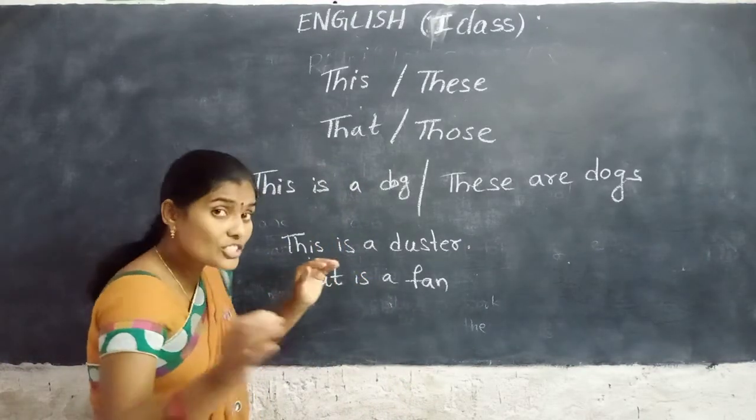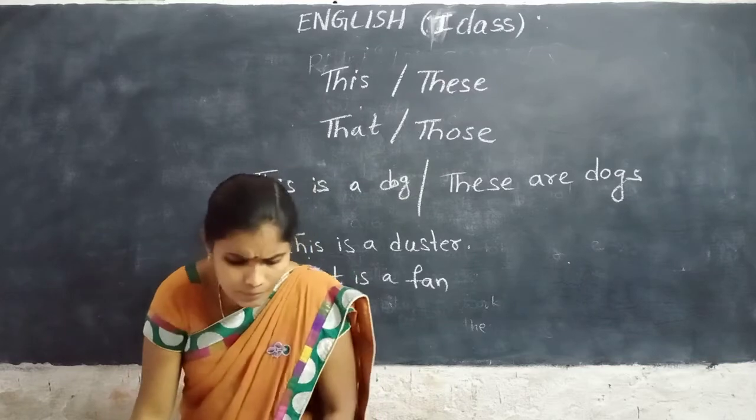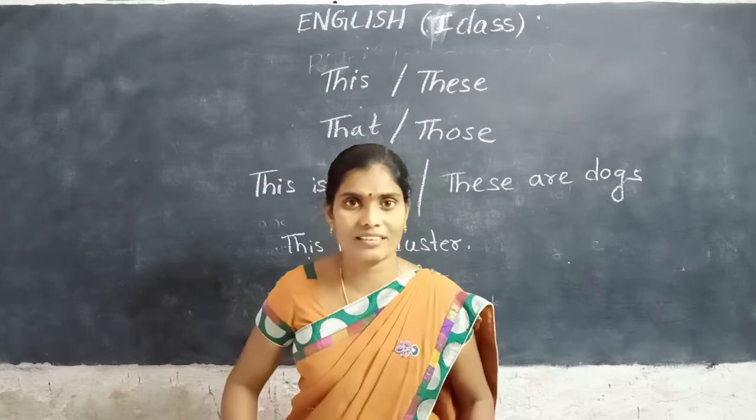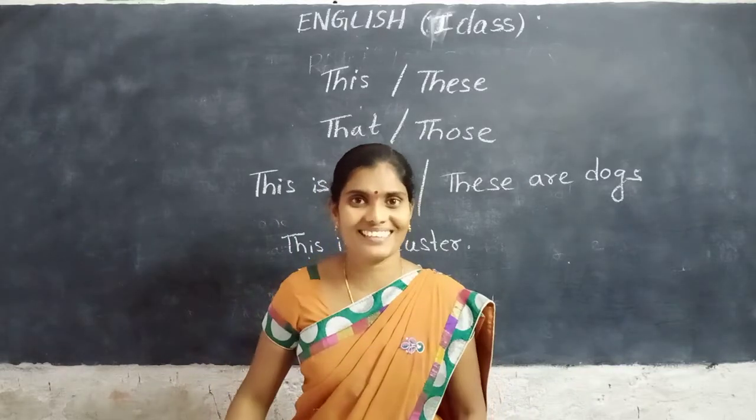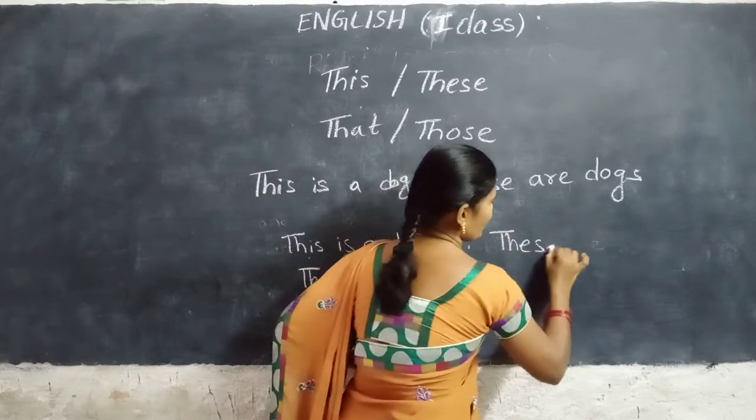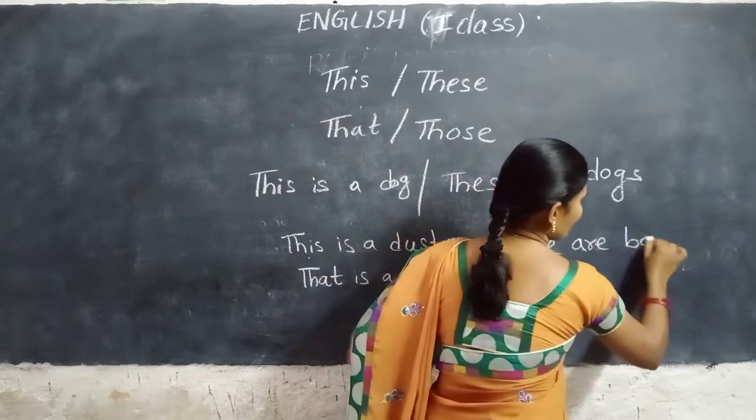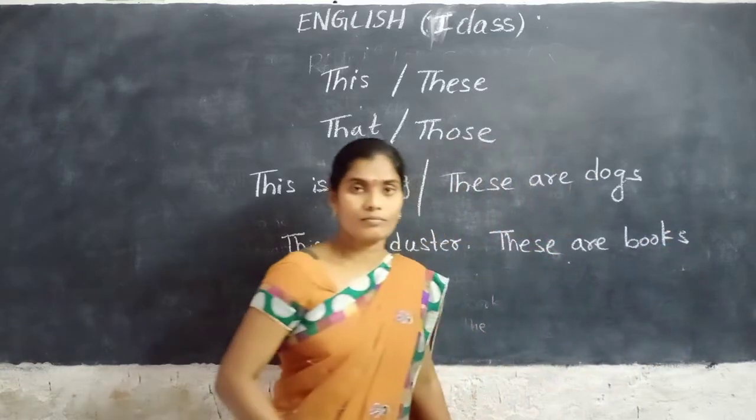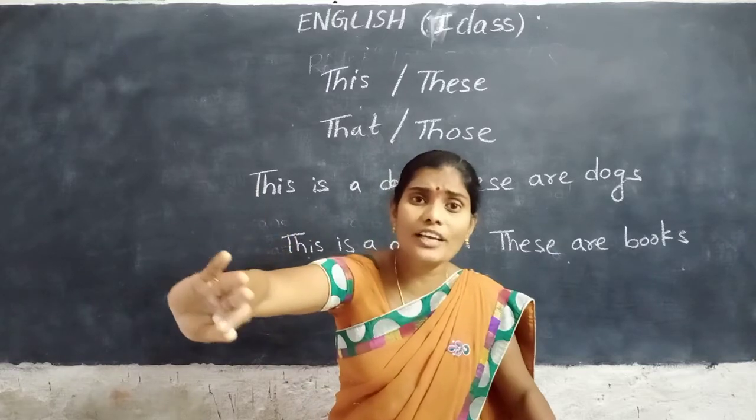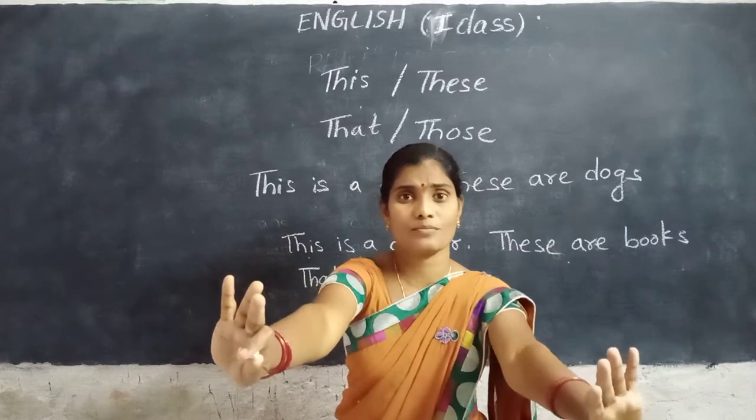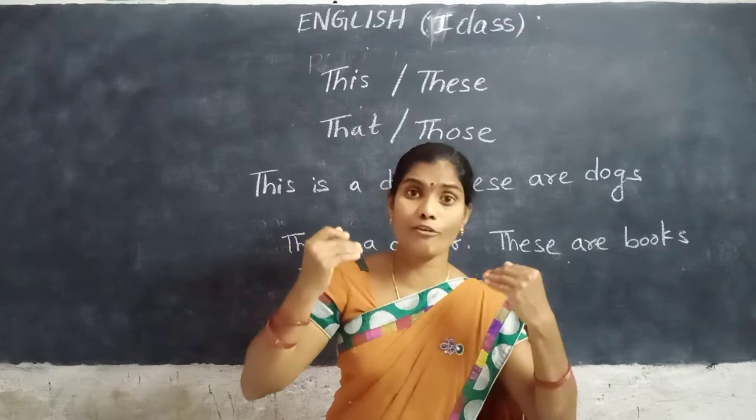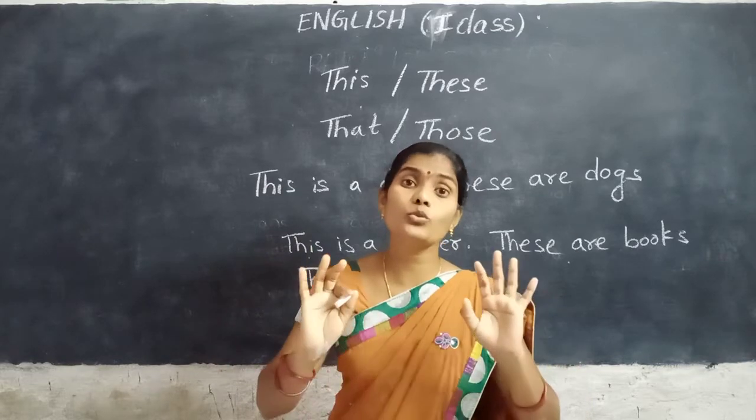Okay, next. If dusters are near, many books are there. Books are near to me. These are books. The benches are far away from me. I have to go far away. How many benches are there? 1, 2, 3, 4, 5, 6 benches are there. But far away from me.